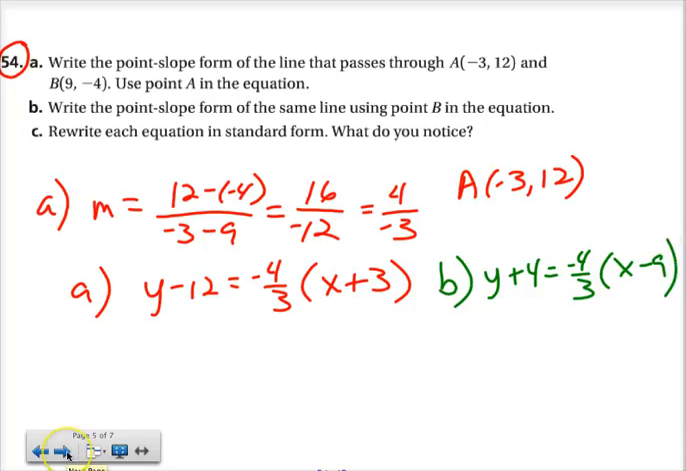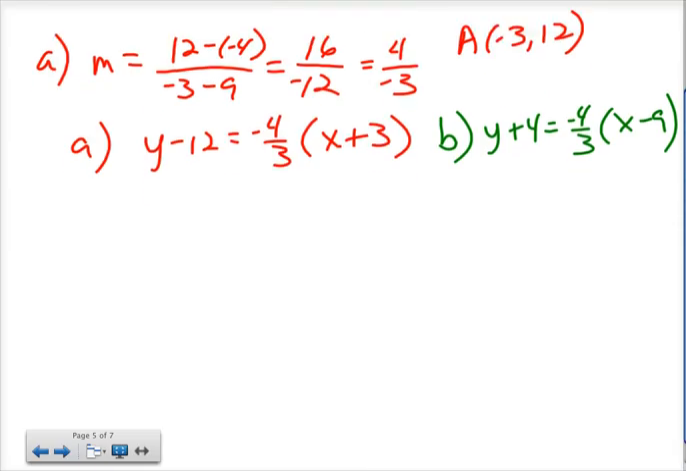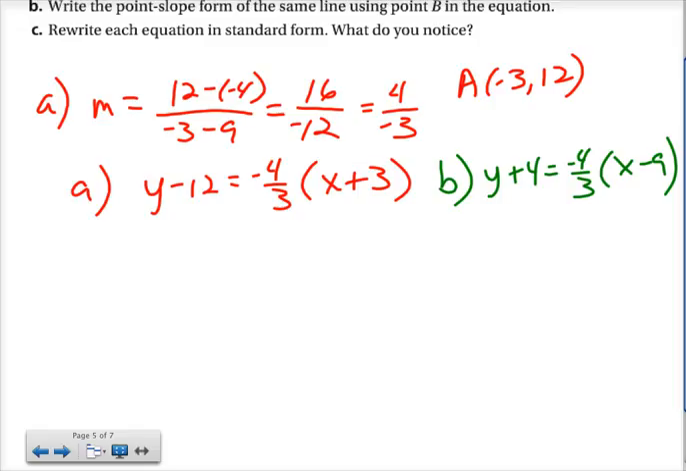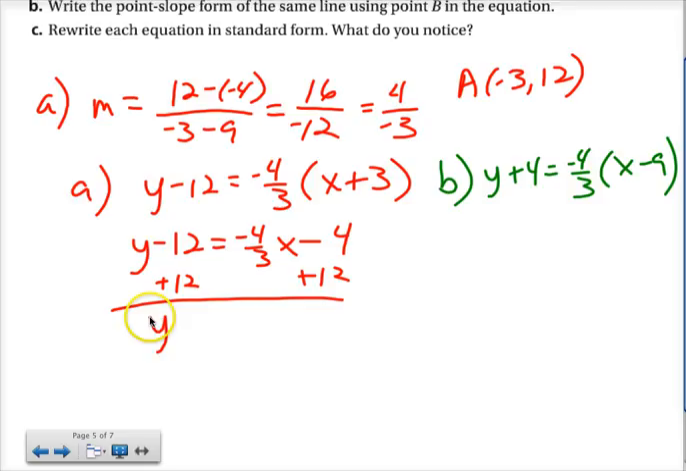And then C says, rewrite each equation in standard form, and what do you notice? Well, of course, what's going to happen? We already know what's going to happen. They're going to be the same line, but we're supposed to go through the motions and make sure that happens. So for the red one, I would have y minus 12 equals negative 4/3 x minus 4. And then I would go ahead and move the 12 over just to get all of our constants on one side. So y equals negative 4/3 x, and then we would have plus 8. Well, now I want to get my x over to the other side, so I would add 4/3 x to both sides.